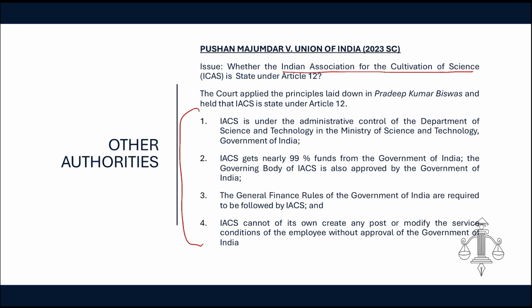That is a huge amount, right? And the governing body is also approved by the Government of India. Pervasive control. The general finance rules of the Government of India are required to be followed by IACS. Administrative control, right? And IACS cannot of its own create any post or modify the service conditions of any of its employee without the approval of the Government of India. This is also administrative control. So functionally, administratively and financially तीनों तरीके से कंट्रोल है. Therefore, पूषण मजुमदार वर्सेस यूनियन ऑफ इंडिया 2023 के केस में IACS को स्टेट बोला गया अंडर आर्टिकल 12.